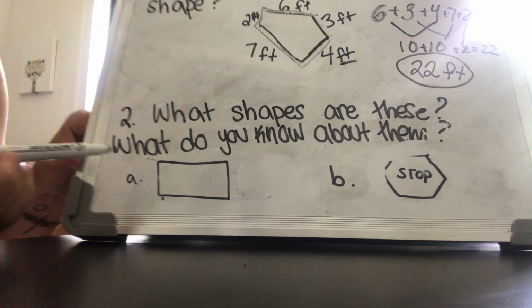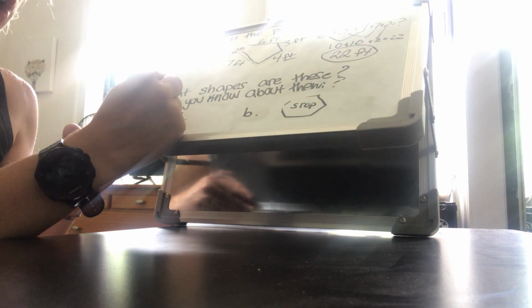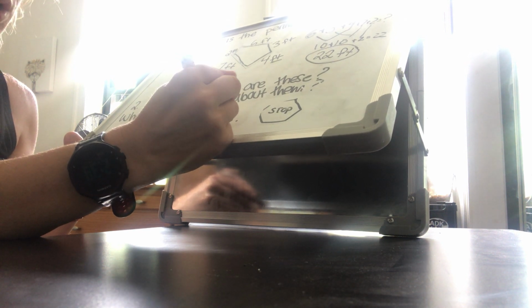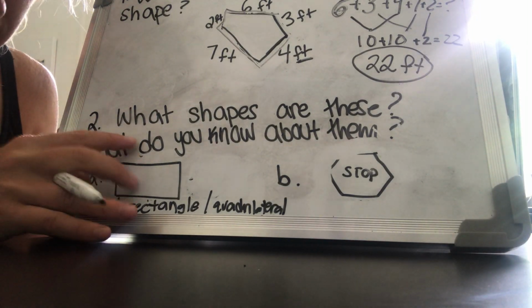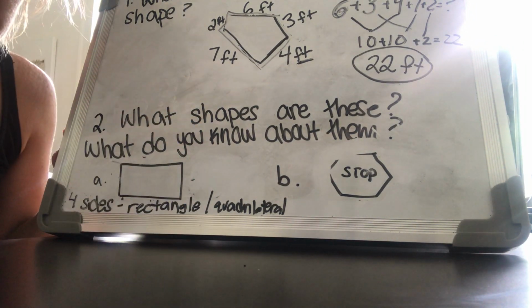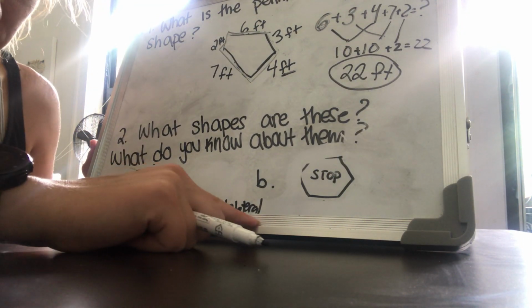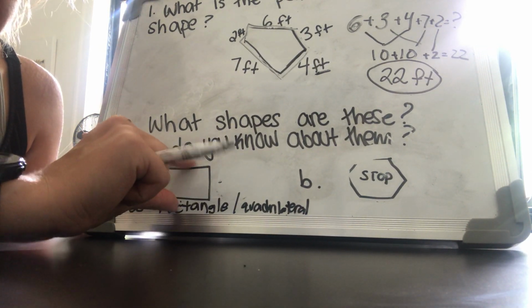Okay, so this shape has 1, 2, 3, 4 sides. So it is a rectangle or a quadrilateral. And I also know that it has 2 sides that are the same length here and 2 other sides that are the same length there. So it is a rectangle. Any quadrilateral can have 4 sides, but it's a rectangle because it has 2 equal sides here and 2 more equal sides here.